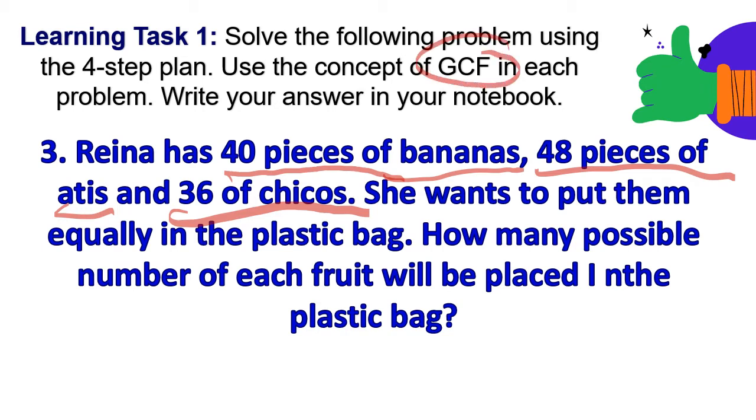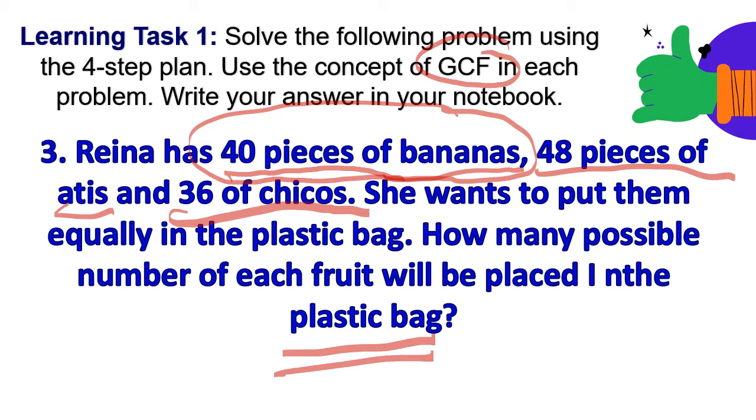Una, kunin mo muna yung GCF. Pagka nakuha mo na si GCF, gamitin mo itong divisor para i-divide itong numbers ng bananas, ng atis, at saka ng chicos. Para malaman mo kung ilang pieces ng bawat prutas ang ilalagay dito sa plastic bag. Okay?